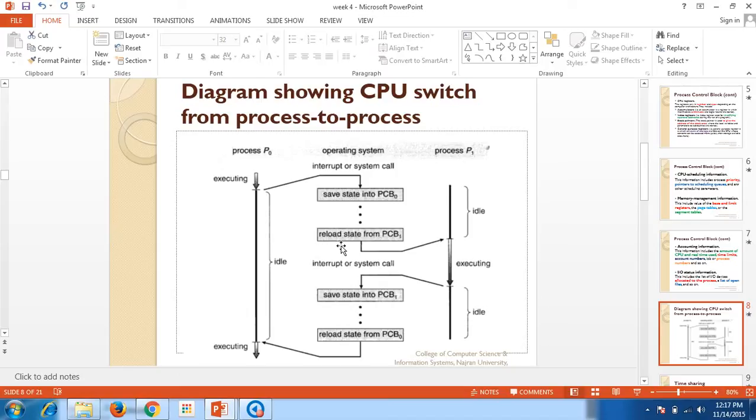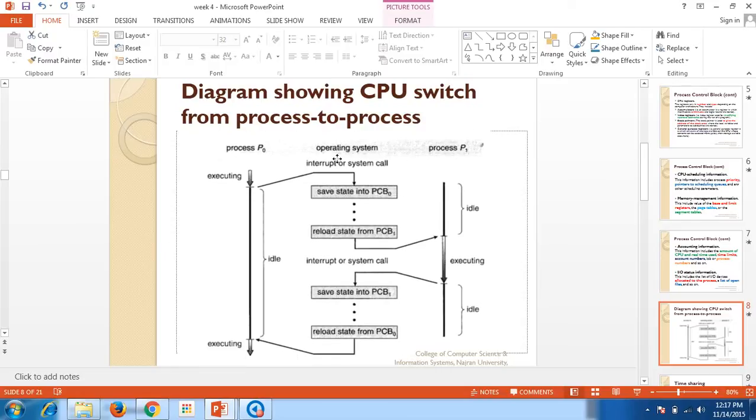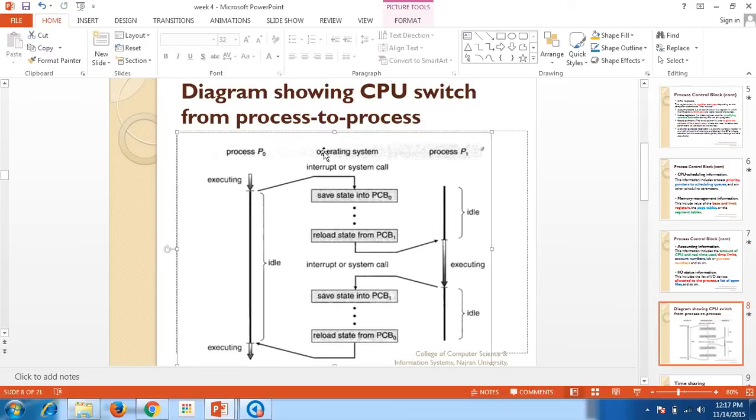Let's suppose, if you see here, this is process P0, and this is process P1, and in between P0 and P1 you are able to see the operating system. Now here, the double line shows currently in execution mode, and the single line shows that it is idle, meaning not currently running.